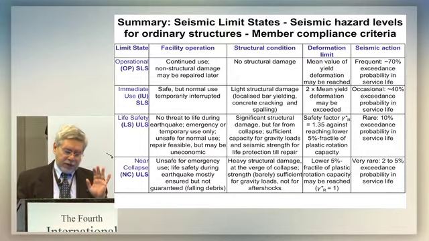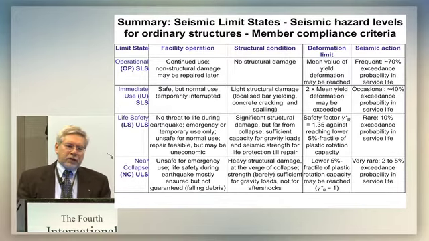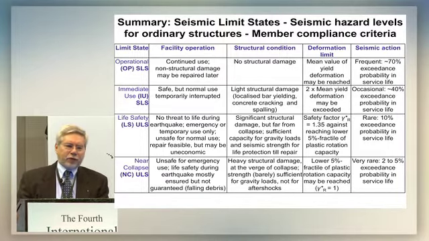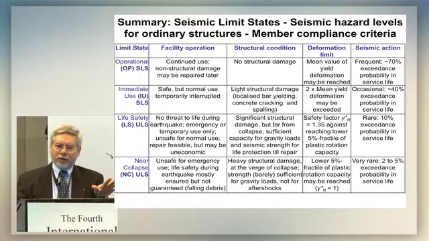Now, note though that it is not compulsory to check the structure for all four performance levels. This is a Model Code. National or regional authorities will use it as a basis. They may say that one serviceability limit state out of the two, and one ultimate limit state out of the two should be checked. But at least one of each type. So two limit states at least.